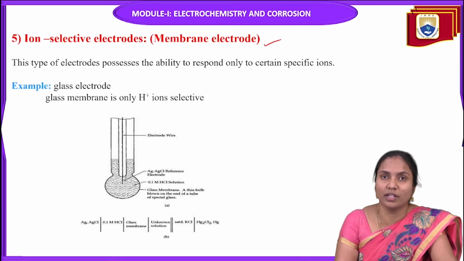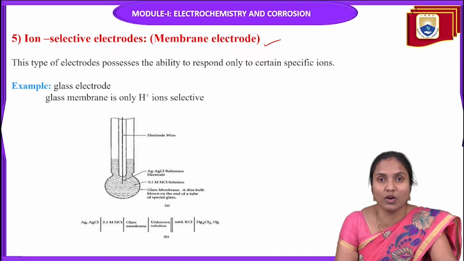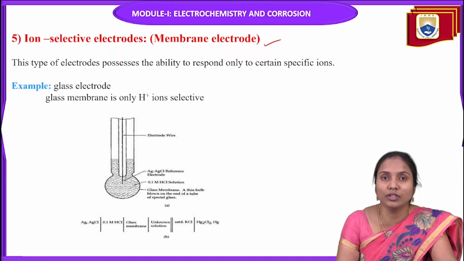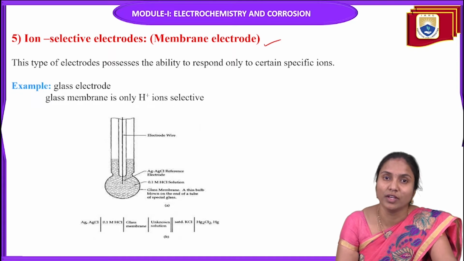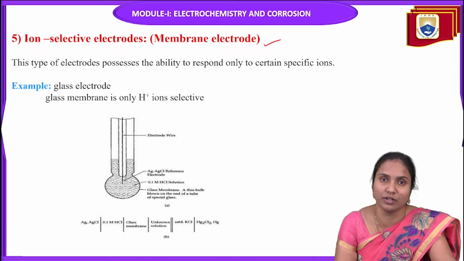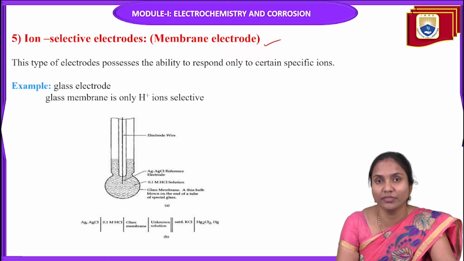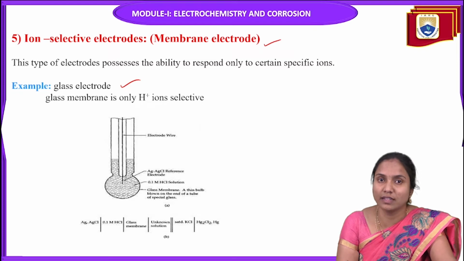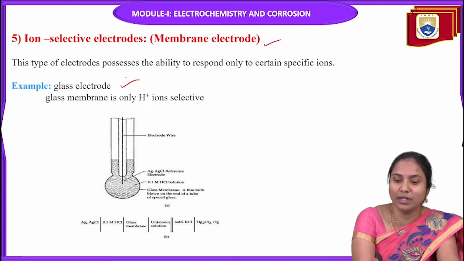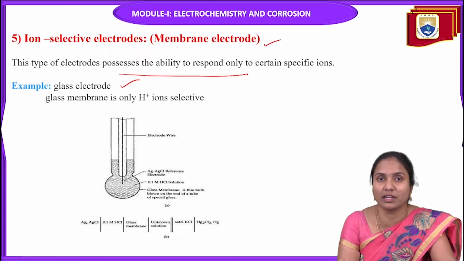Now coming to the fifth type of electrode, that is the ion selective electrode. It is also called the membrane electrode. This electrode is mainly used for determination of specific ions present in an electrolyte solution. For example, if you are taking HCl solution, using this glass electrode we can determine the H+ ions present in that HCl solution. It is also used for determination of pH. So the best example is the glass electrode. The glass electrode is the best example of an ion selective electrode. This type of electrode has the ability to respond only to certain specific ions present in the solution.